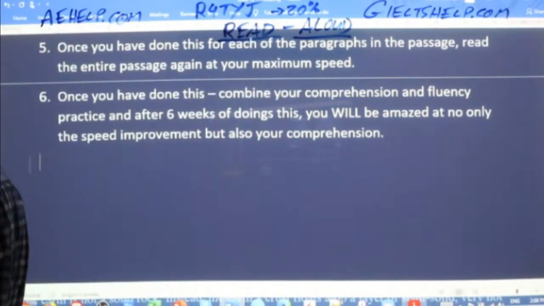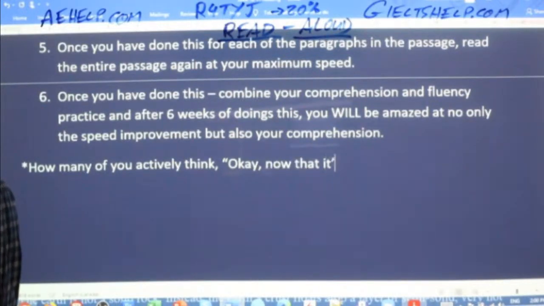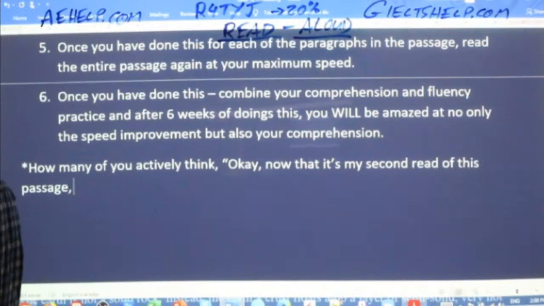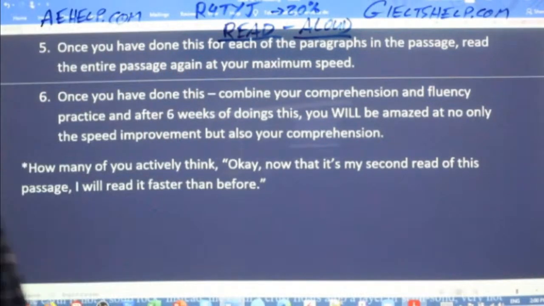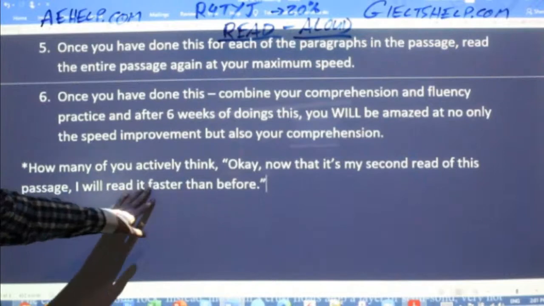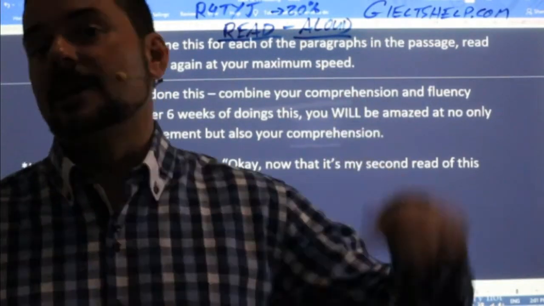Okay, that's my question here, is how many of you actively think, okay, now that it's my second read of this passage, I will read it faster than before. So how many of you think about that purposefully? So not just, okay, I'm going to read this passage again, and then you read it at the same speed, but go, okay, now I'm going to read it again, and I'm going to read it faster.